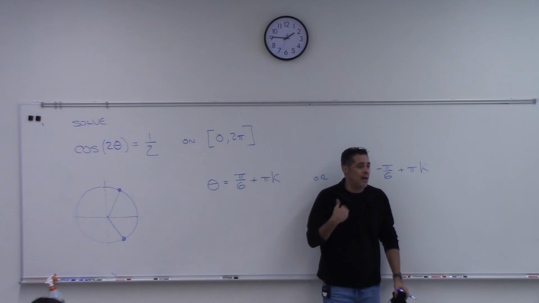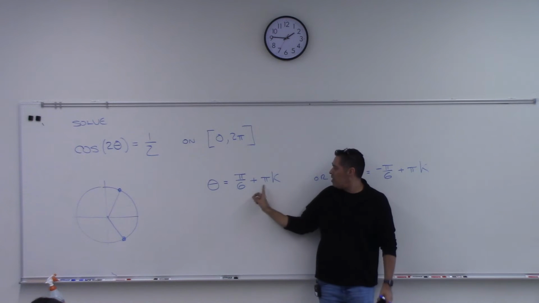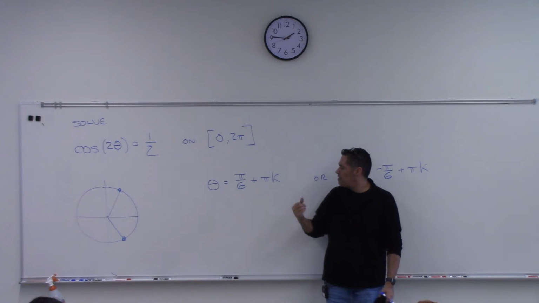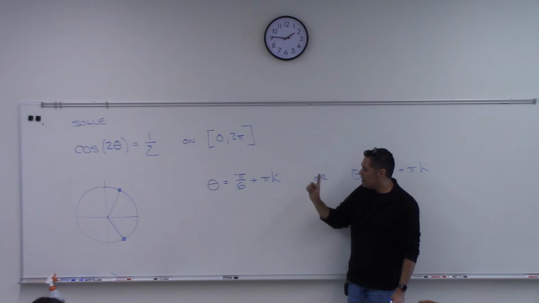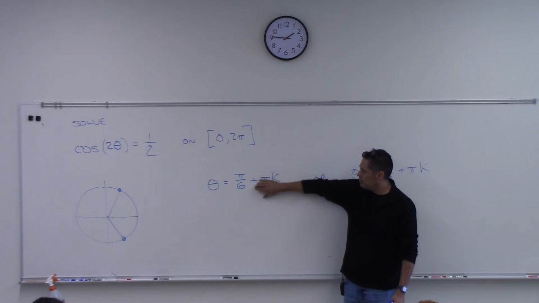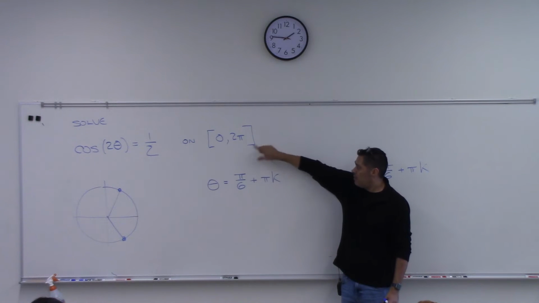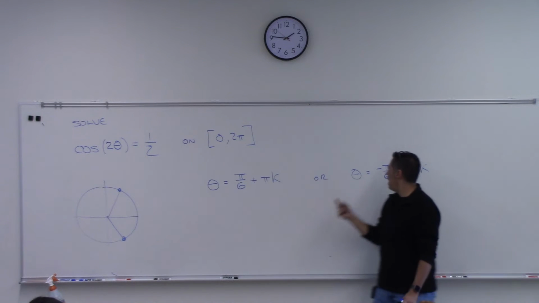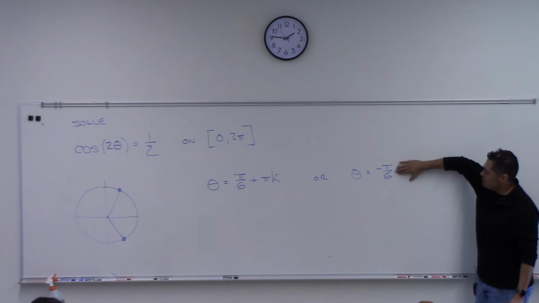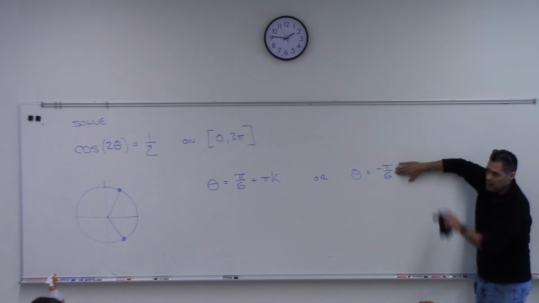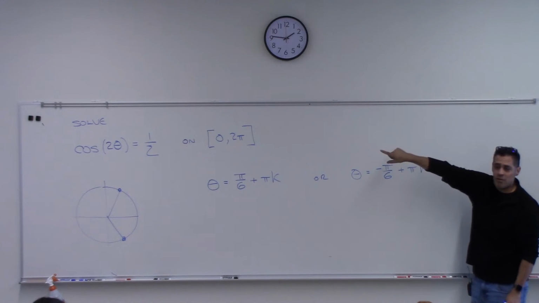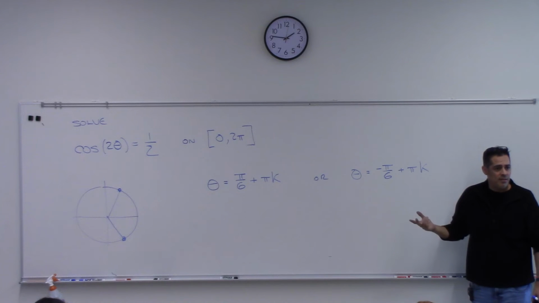So what I need to do now is start letting k take on different values and start spitting out answers. Right? For example, if k is 0, what's the answer here? Is that within here? Is pi over 6 in there? Yes. Right? What if k is 0 here? Negative pi over 6. Is that in there? No, it's negative pi over 6, right? That's not in 0, 2 pi. So that's not an answer.